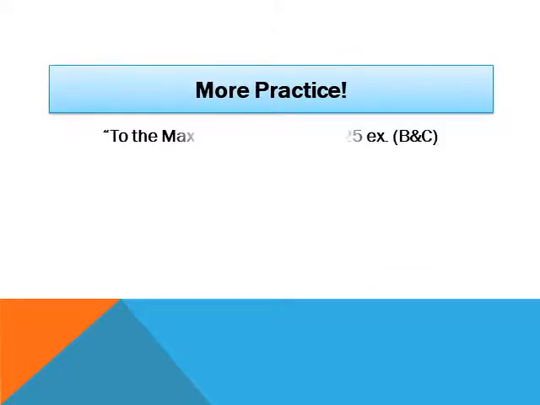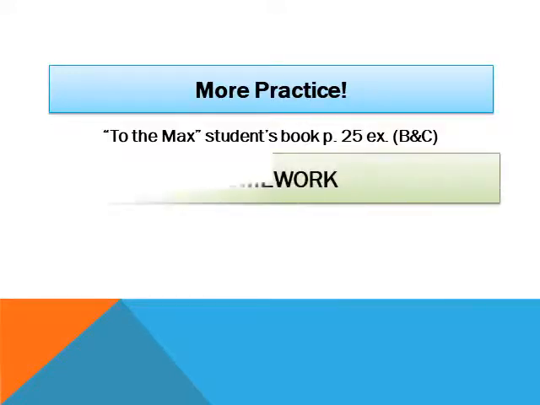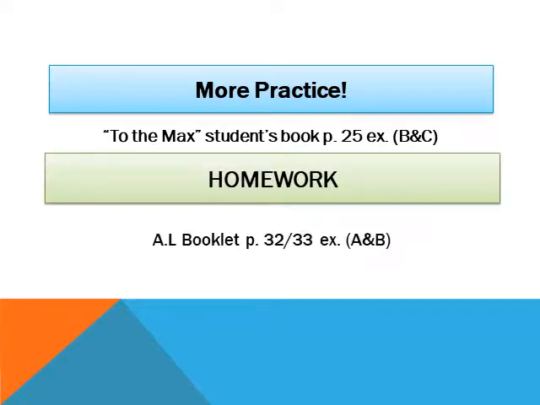Now for more practice, go to your To The Max Students book and answer exercise B and C on page 25. And for your homework, go to your A-level booklet, page 32 and 33, and answer exercise A and B.